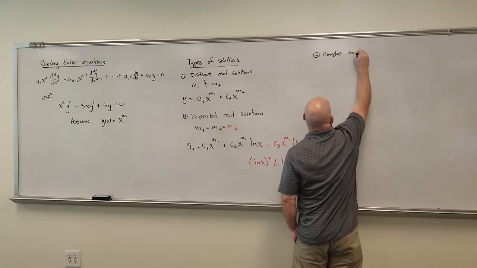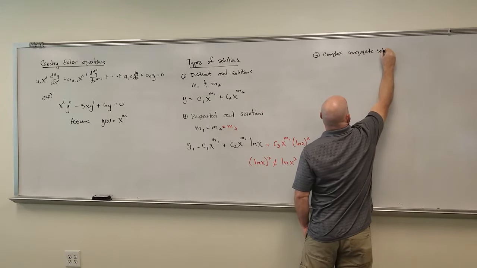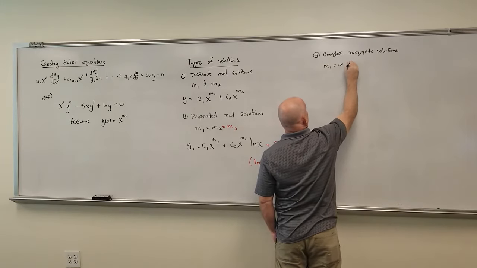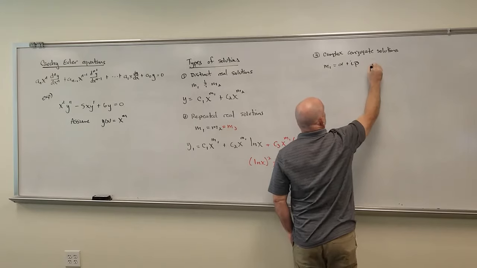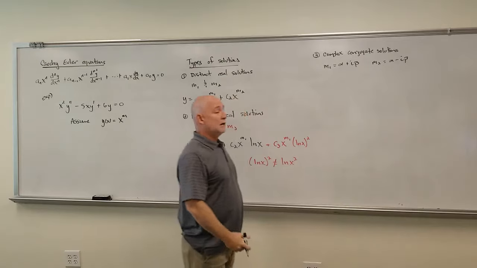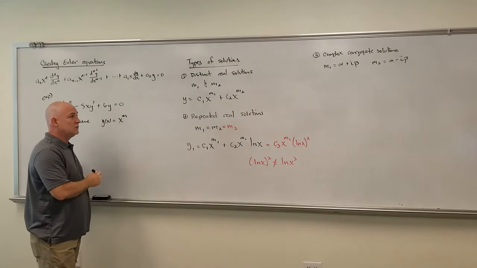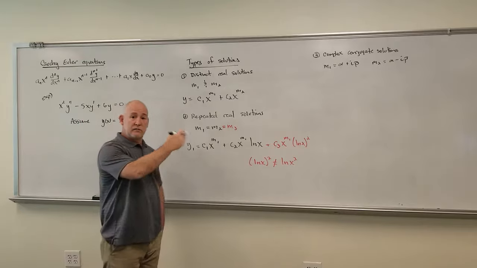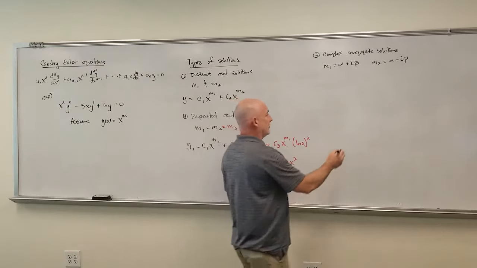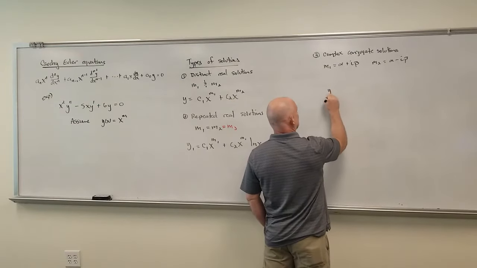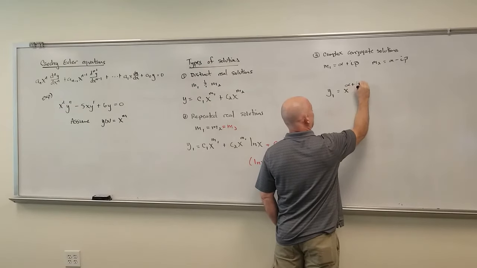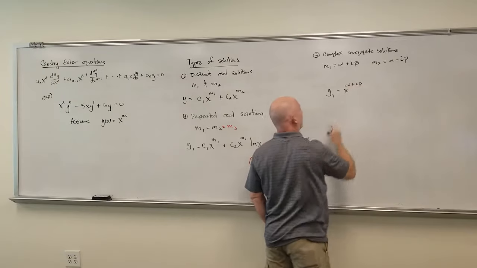Now, if we have one more case, complex conjugate solutions. So kind of like our m1 is alpha plus i beta, and m2 would be alpha minus i beta. Now, when we had constant coefficients, we used Euler's identity to get to an exponential and sines and cosines. We can still use that trick because, I'm just going to scribble this out real quick. Our first solution would be x to the alpha plus i beta, something like that.